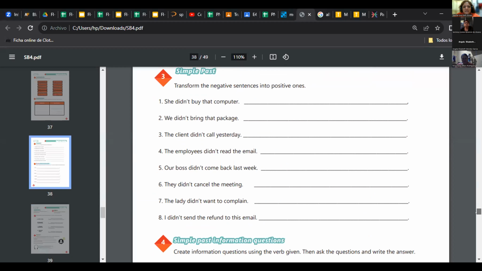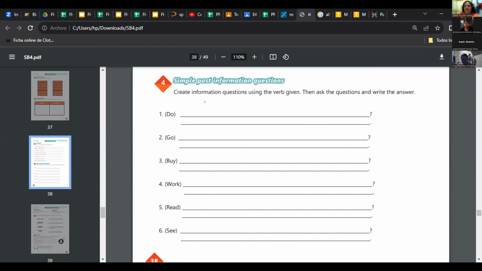Now, yesterday we were practicing a little bit with questions. Do you remember? We were practicing with questions in simple past. And right now, I'm going to show you a video so you can remember the pronunciation of the verbs. But I'm going to show you two videos. The first video is going to be with a real teacher, and the second is going to be a video from YouTube.